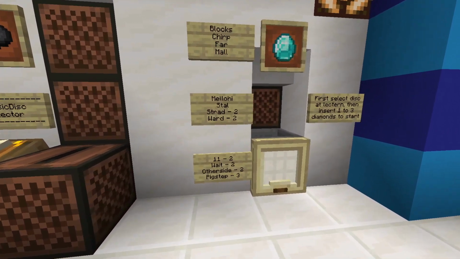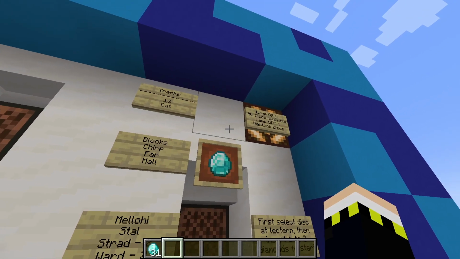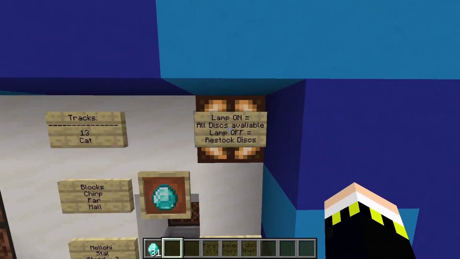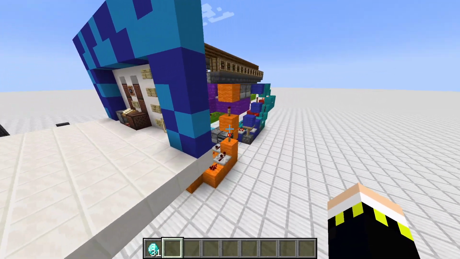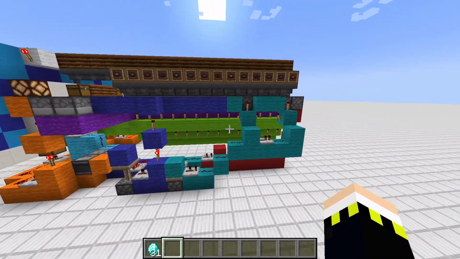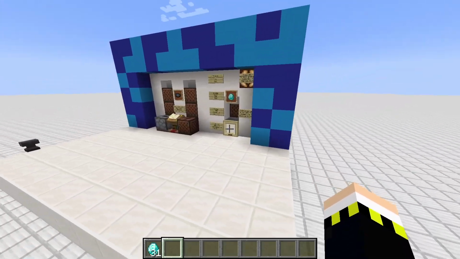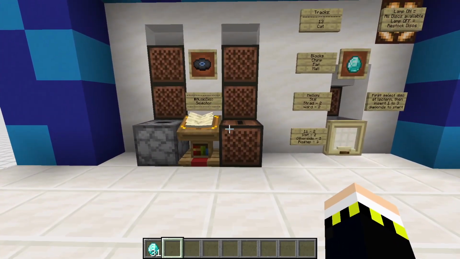And we have also an indicator lamp here on the top right corner, where we can see if there are discs available. In the first part of this video I will explain the circuit to you, what each piece of the circuit does, and in the second part of this video we will build this together block by block.